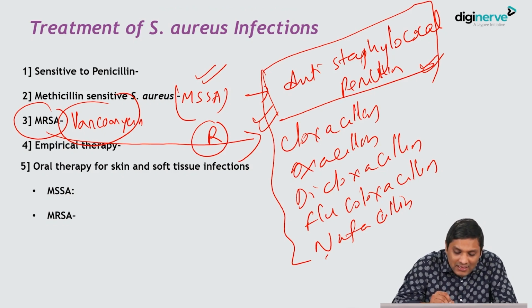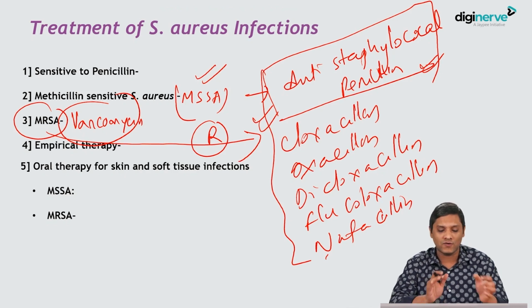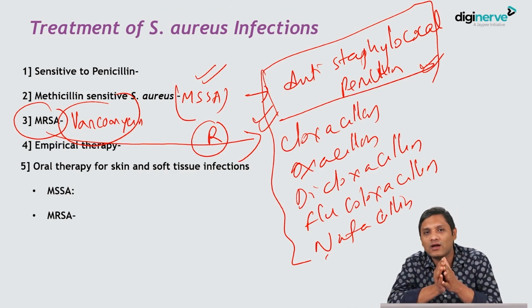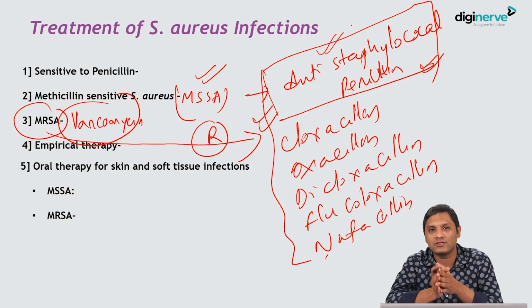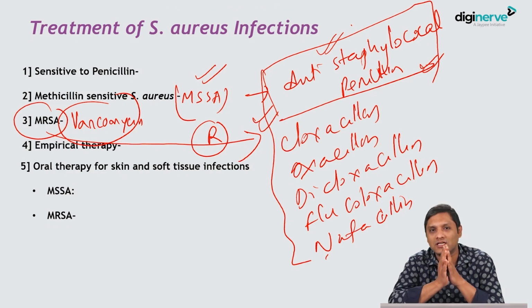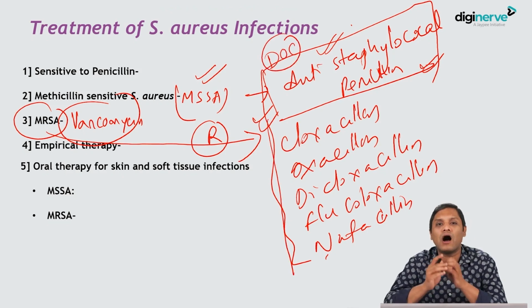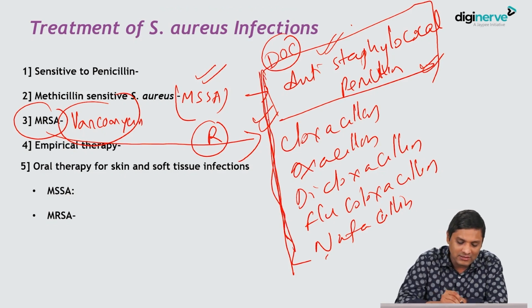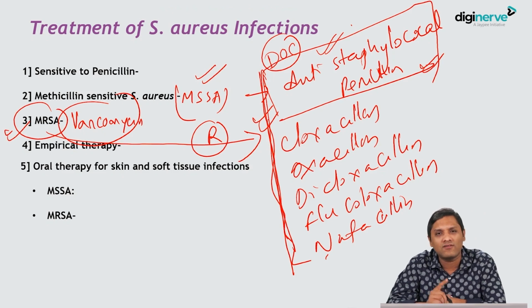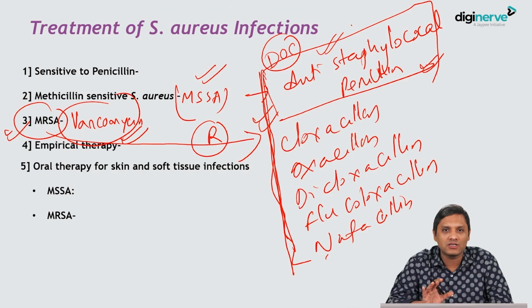If it is methicillin-sensitive Staph aureus, then please do not give vancomycin, because vancomycin is an inferior drug to anti-staphylococcal penicillins for Staph aureus. So if susceptible, then always anti-staphylococcal penicillin like cloxacillin is the drug of choice. Only when they are resistant, that is in case of MRSA, you do not have any other option. That is why vancomycin is the drug of choice in that situation.